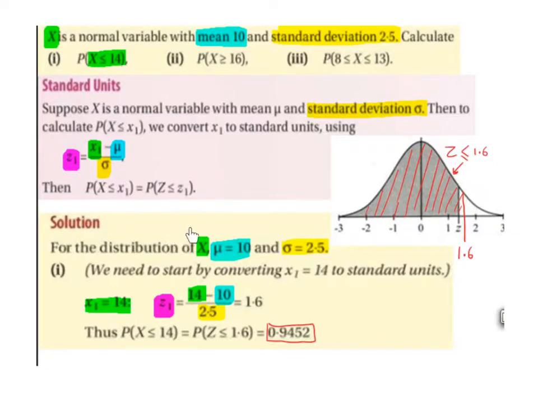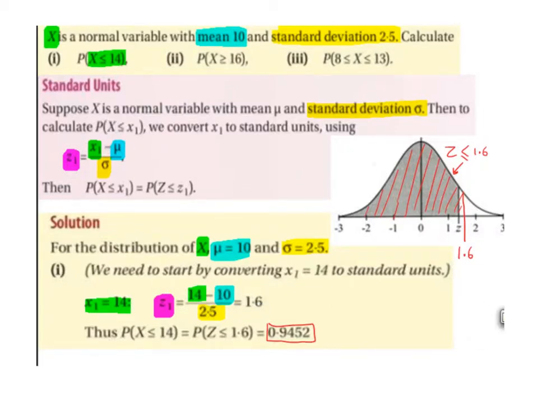So for the distribution of x, the mean is 10 and the standard deviation is 2.5. We're going to start off with working out the probability that x is less than or equal to 14. So we need to start by converting x1 equals 14 into standard units. If x1 equals 14, then z1 is going to be 14 minus 10 divided by 2.5, which gives us 1.6. So we got this from our formula.